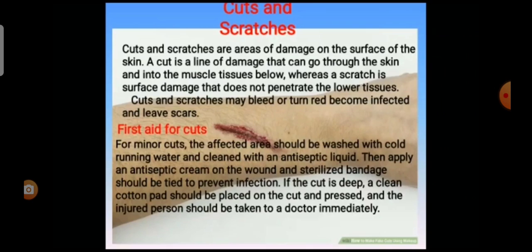Cuts or scratches. Cuts and scratches are areas of damage on the surface of the skin. A cut is a line of damage that can go through the skin and into the muscle tissue below, whereas a scratch is surface damage that does not penetrate the lower tissue. Cuts and scratches may bleed or turn red, become infected, and leave scars.